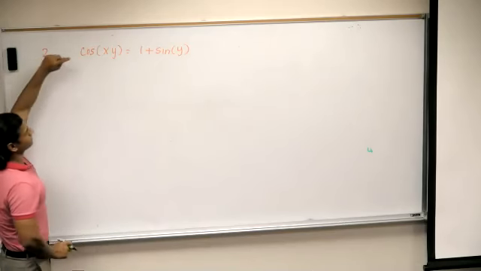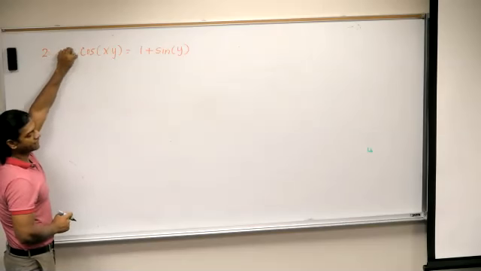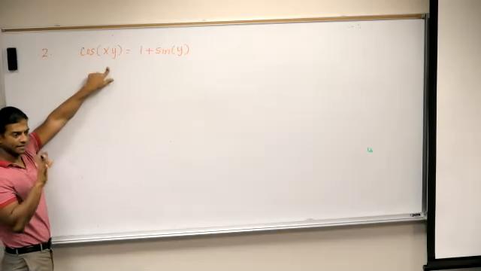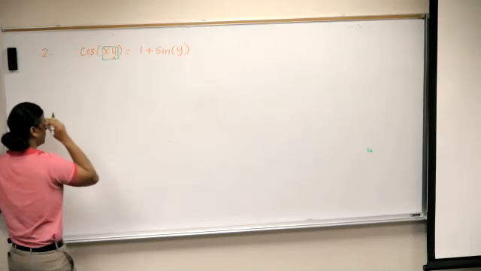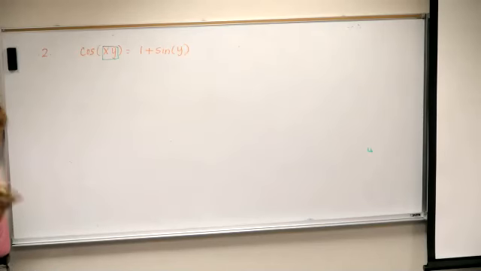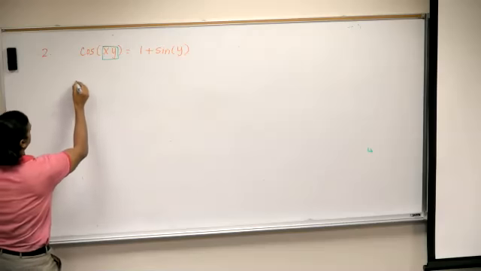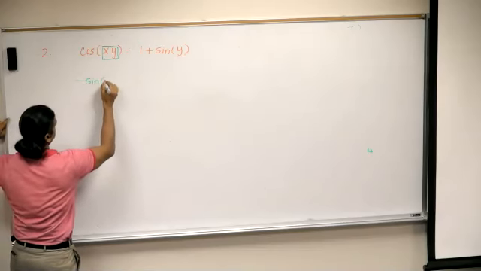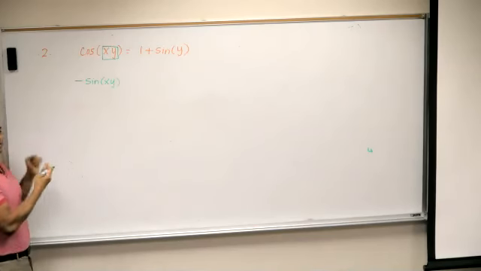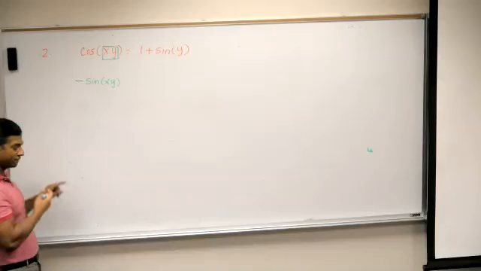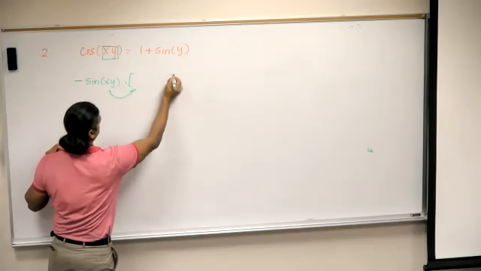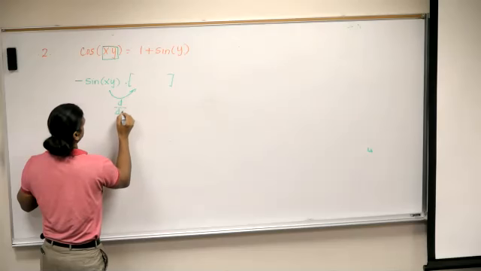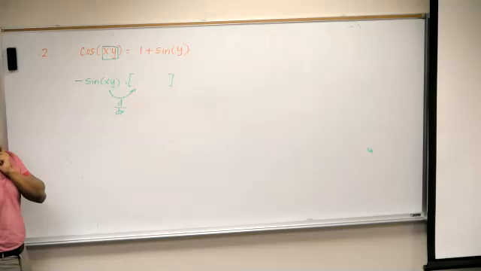Okay, so we want to treat all of xy as just x. If you think of xy as x, what is the derivative of cosine xy? Negative sine xy. But then you realize it's not just x, rather it is a function of x. So you multiply by the derivative of xy.